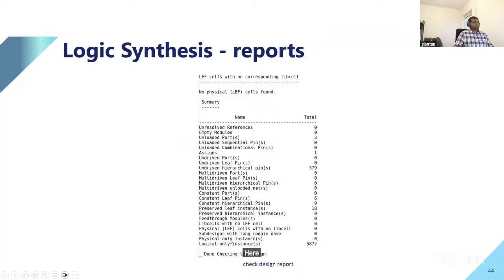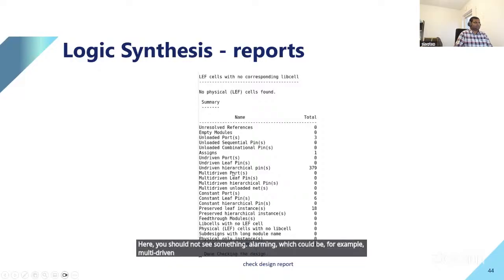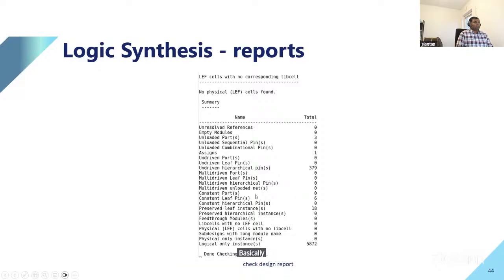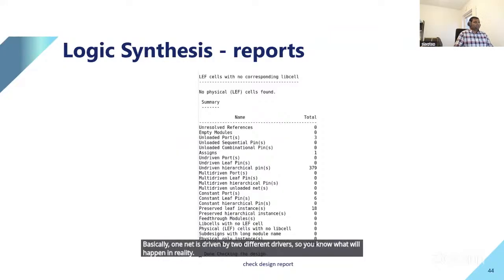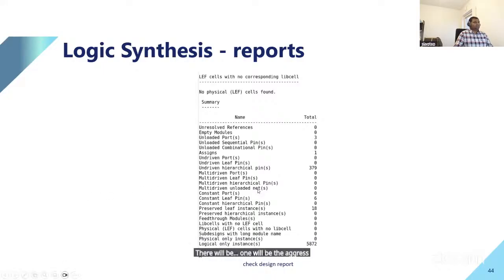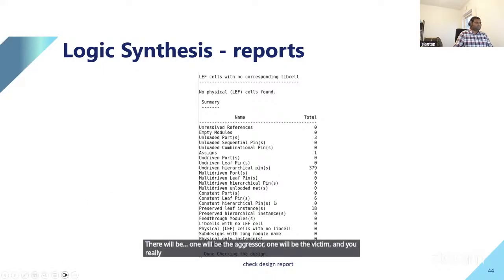Here you should not see something alarming, which could be, for example, multi-driven ports. It's alarming. Basically, one net is driven by two different drivers. So you know what will happen in reality. One will be the aggressor, one will be the victim, and you really don't want it. It doesn't make sense in reality.